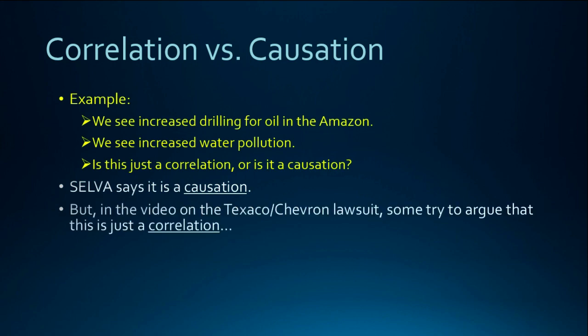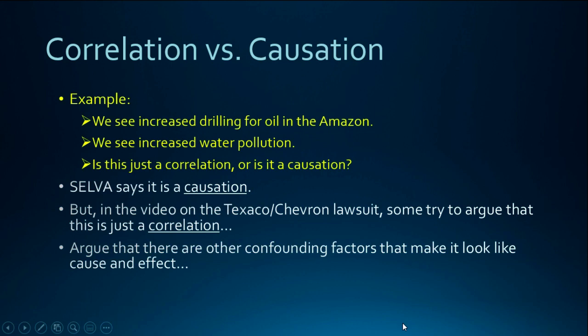But in the video that you're going to watch on the Texaco Chevron lawsuit, some people try to argue that, hey, this is just a correlation, a spurious correlation. And what they're saying when they say, hey, this is just a spurious correlation, they're arguing that there are these other confounding factors that make it look like cause and effect, but really there are other things going on. It's really the result of other things.